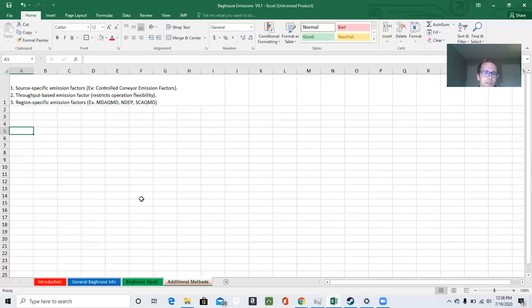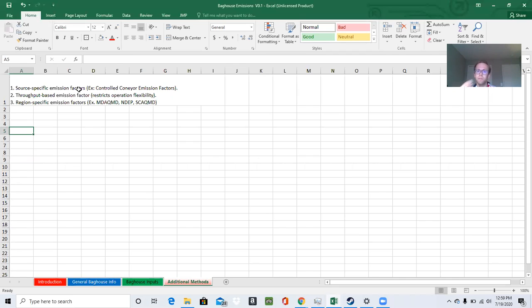Now, there are other methods to do this calculation. If you wanted to do source-specific emission factors, you can do that. For example, from AP 42, Chapter 11, you can pull up the conveyor emission factor, and you can use the controlled emission factor because baghouses are controlling that conveyor. I wouldn't recommend that because baghouses are much more effective and efficient, and so you'll present your emissions as much higher if you use the controlled emission factors as opposed to using the baghouse control emission factor.